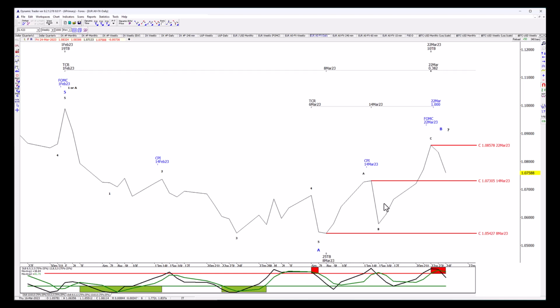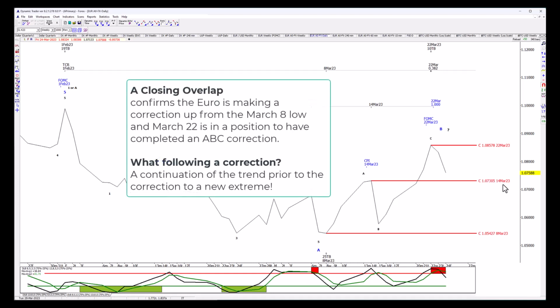What will confirm that this advance indeed is a correction and not the beginning of a bull trend? Well, a close below the March 14th swing high close, what I have labeled as a wave A. That's what we call closing overlap. It indicates that this advance is a correction and that as of March 22nd, it was in a position to have completed that correction. So if you want to be really safe about a short trade in the Euro, long in the dollar, you can wait until a close below the March 14th swing high close, which is what I have labeled as wave A.